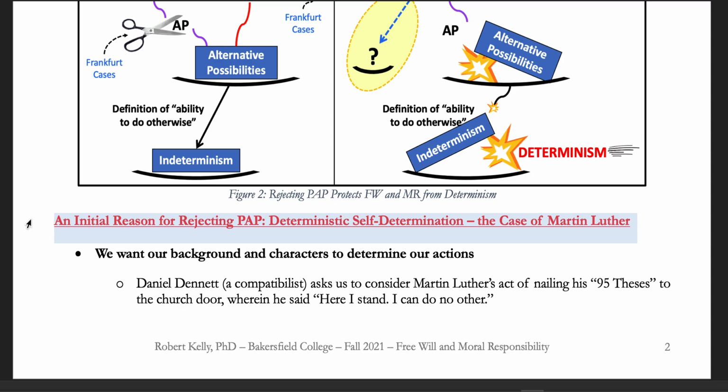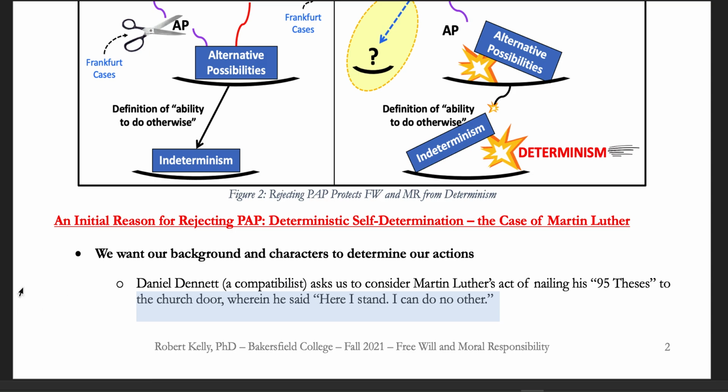Kane describes this position of Daniel Dennett, who's a compatibilist, and he uses the famous case of Martin Luther, who nailed his 95 Theses to the door of, I don't know the church that it was, but nailed it to the door of the church and initiated the Protestant movement. When he did that, he said, "Here I stand, I can do no other."